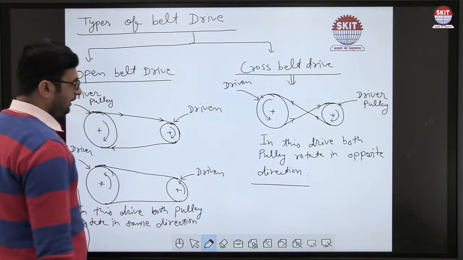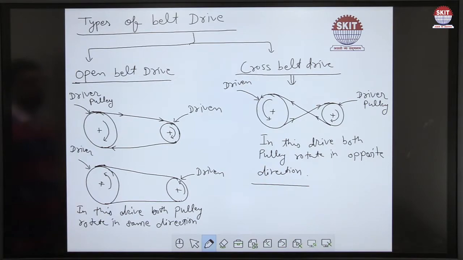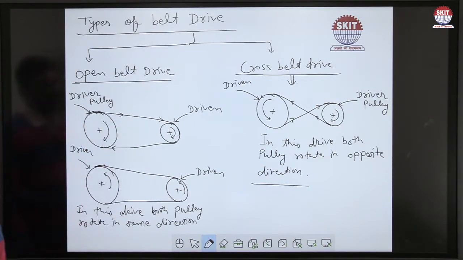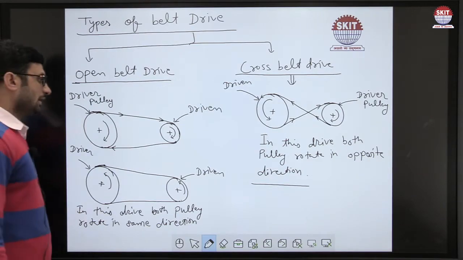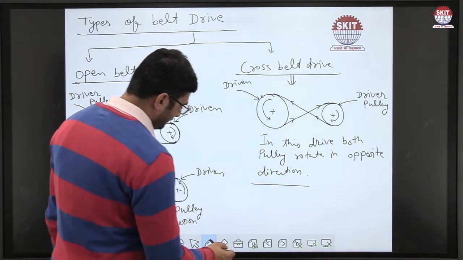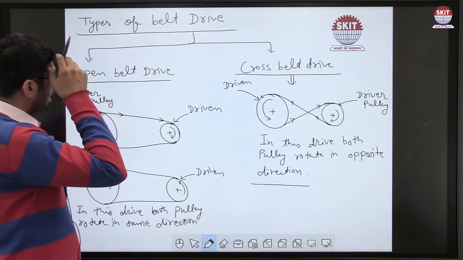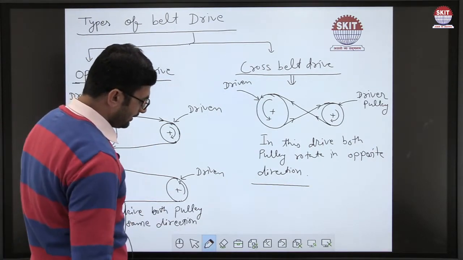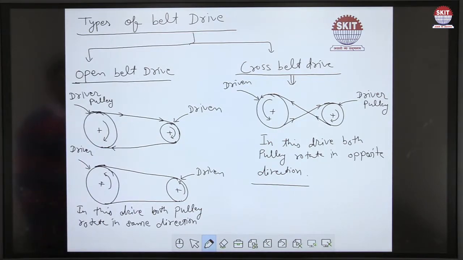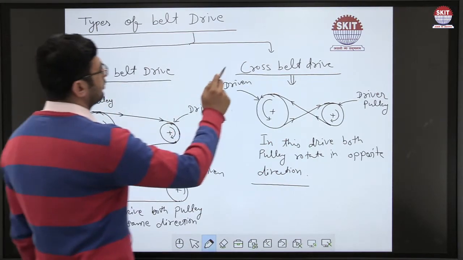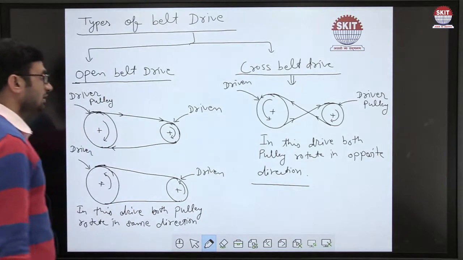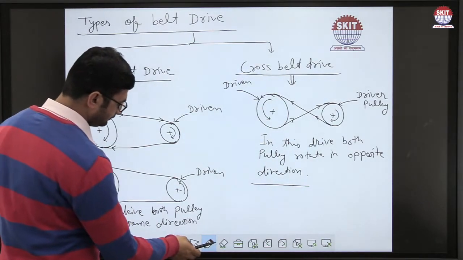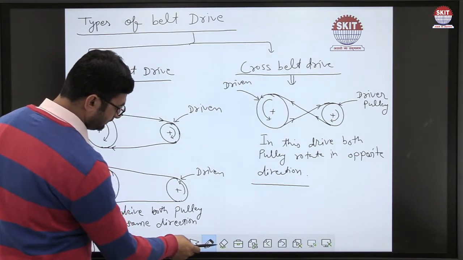Now we are interested in finding out the length of the belt to connect this driver and driven pulley. This length is derived by a formula. Now we derive the formula for the open belt drive and cross belt drive, which are known as the length of open belt drive and length of cross belt drive. Okay.